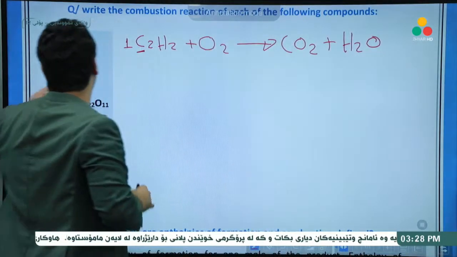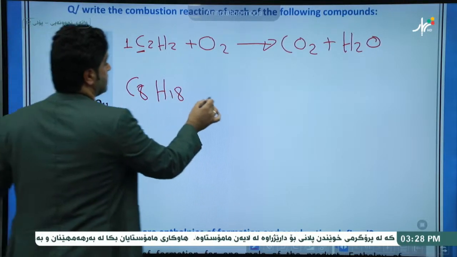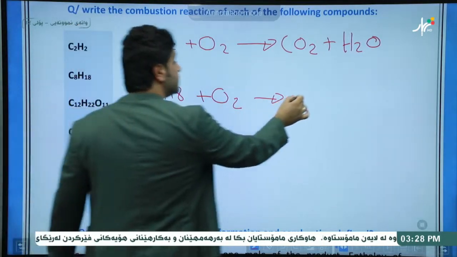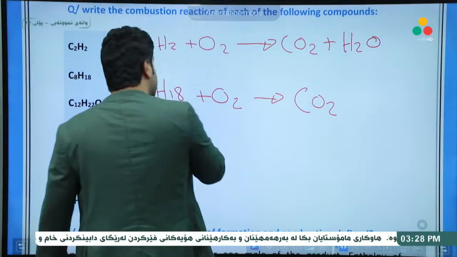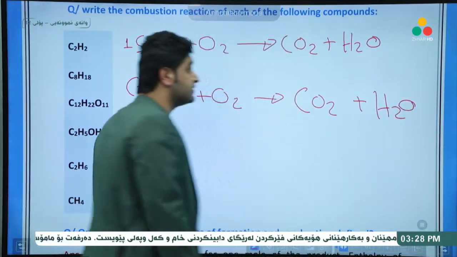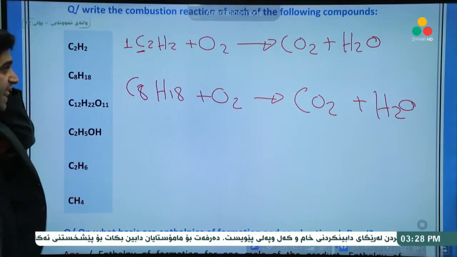Okay. For C8H18 plus O2, again, carbon with oxygen is CO2. Hydrogen with oxygen is H2O. Okay, teacher, now we've learned how to write a combustion reaction, but please tell us how to balance the reaction.